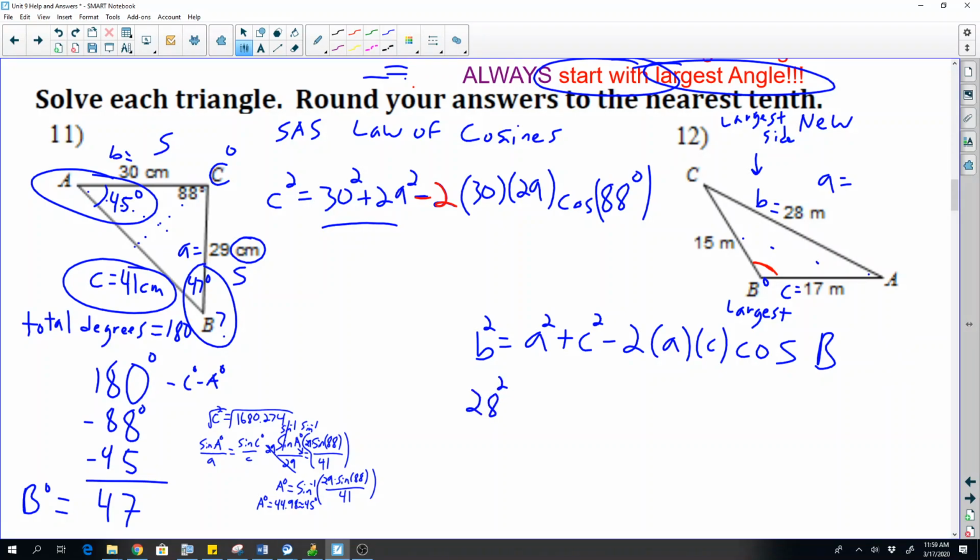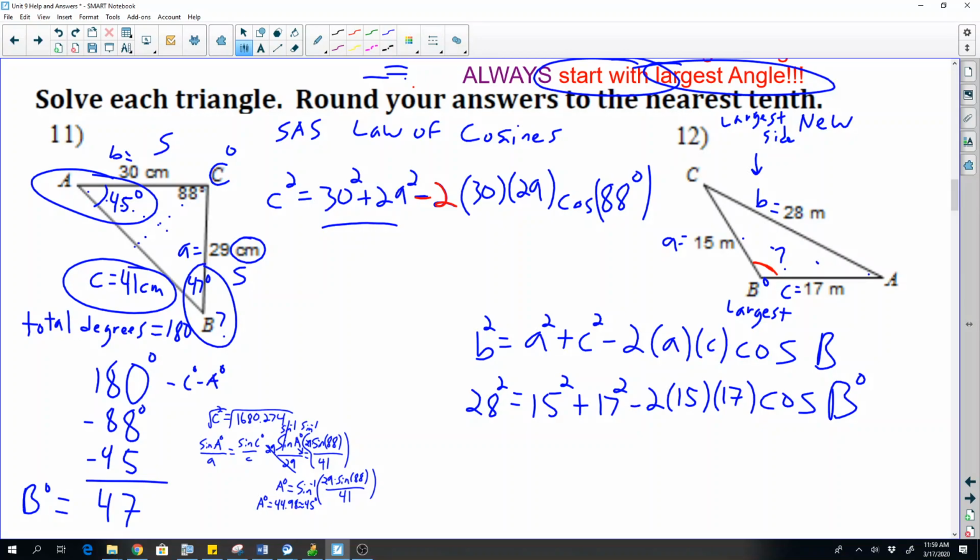Now keep watching this video all the way through because it gets a little tricky towards the end, and you have to do it correctly, in the right order of things. So again, little a was 15, little b is 28 and little c is 17. So we got little b squared, 28 squared, equals a squared, 15 squared, plus c squared, 17 squared, minus 2 times 15 times 17, and then cosine of angle b that we're trying to solve for. We're trying to solve for angle b because it's the largest angle.